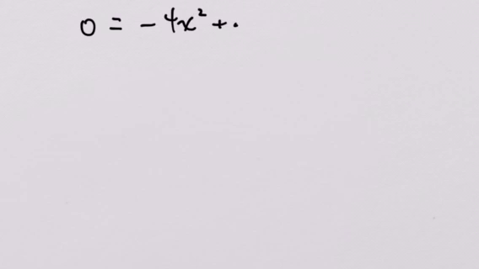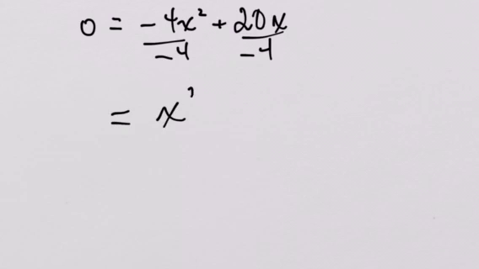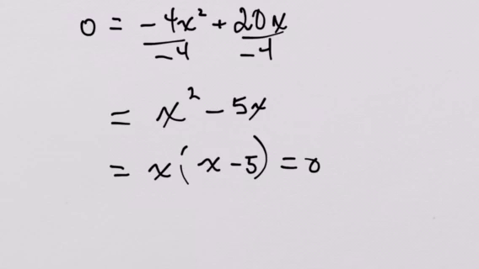Alright, so get rid of this. Let's make this 20x. Okay. Now I'm going to divide negative 4 out of everything. Here's what we get. We get x squared minus 5x. Now I'm going to factor an x out of everything. And we get x, and then in parentheses we get x minus 5. And you'll recall that equals 0.